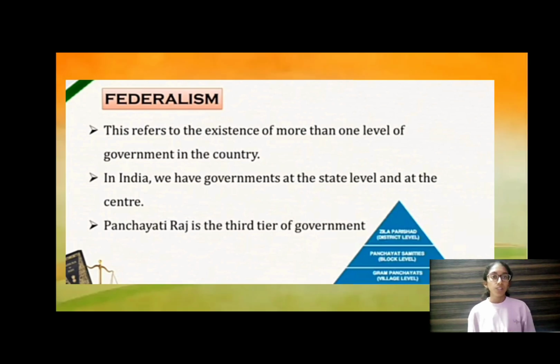Now let me tell you in detail. First, federalism. This refers to the existence of more than one level of government in a country. In India, we have government at the state level and at the center. And the Panchayati Raj is the third tier of the government.